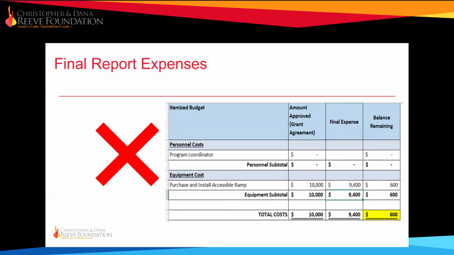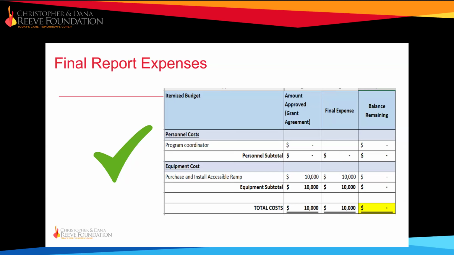So if a final report came in and I saw this file, the report would be rejected because this shows a balance of $600 remaining. This is a final report. It should be a full accounting of the awarded funds. So we cannot have any balance remaining. This is a good file. This shows zero balance remaining, funding fully expensed, good to go.